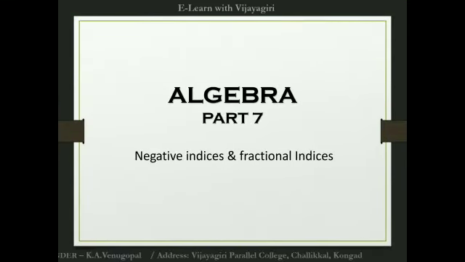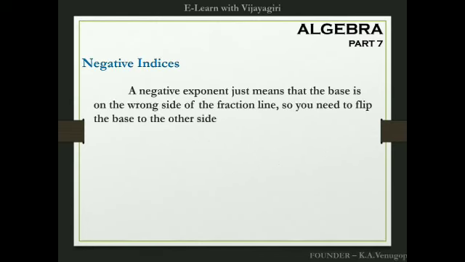This is Algebra part 7, and in this part we are going to discuss negative indices and fractional indices. A negative exponent just means that the base is on the wrong side of the fraction line, so you need to flip the base to the other side.